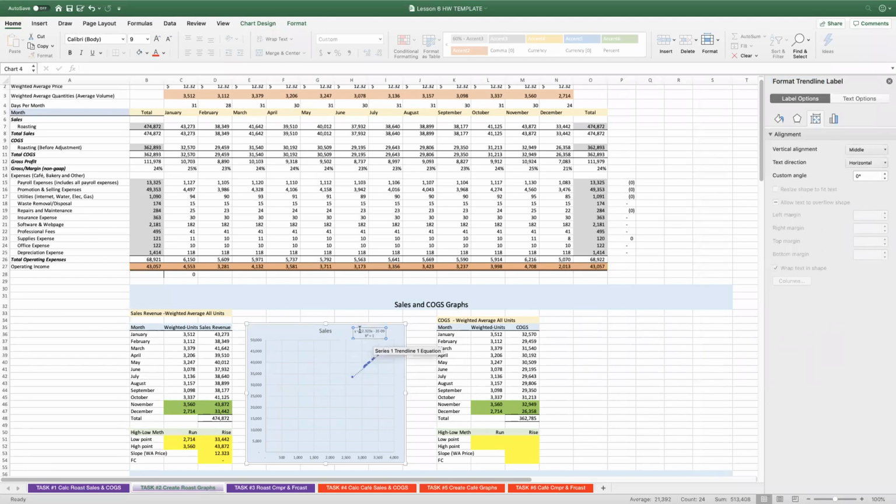So y equals mx plus b, right? It's the formula for a straight line. And it's telling us R squared is 1, which means that it's a perfectly linear line. It's perfectly positively correlated as well. Okay, so the correlation coefficient is also 1.